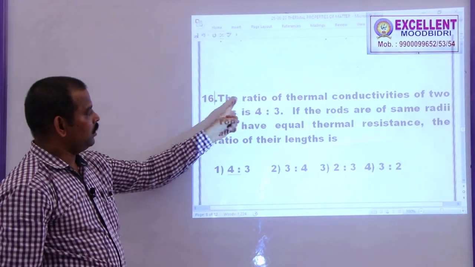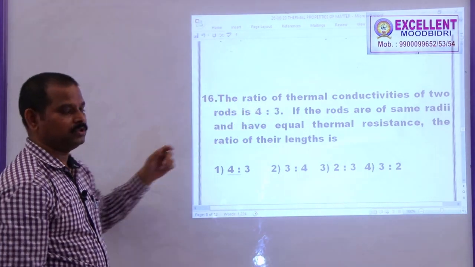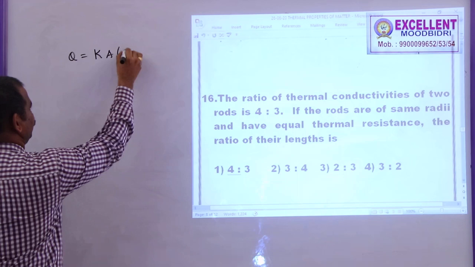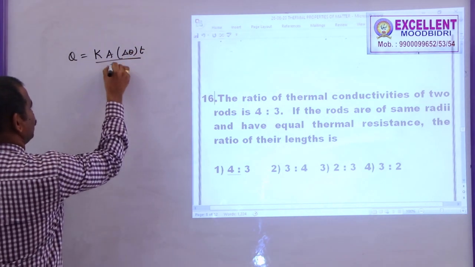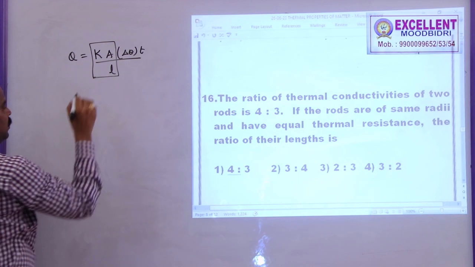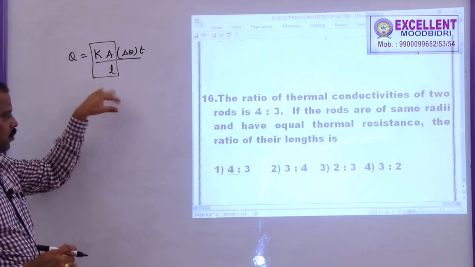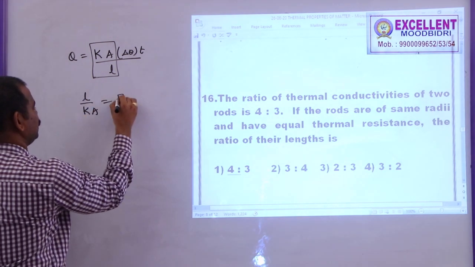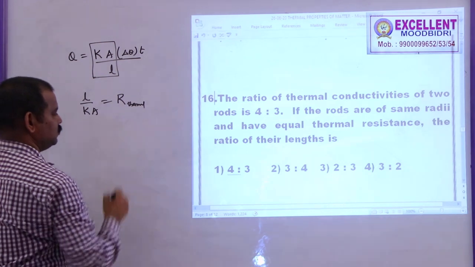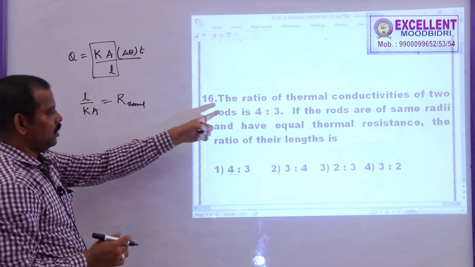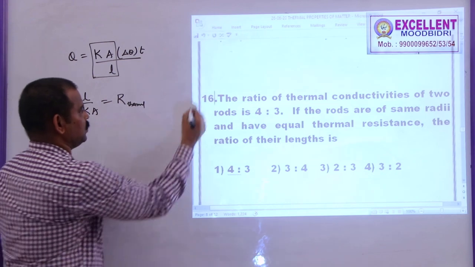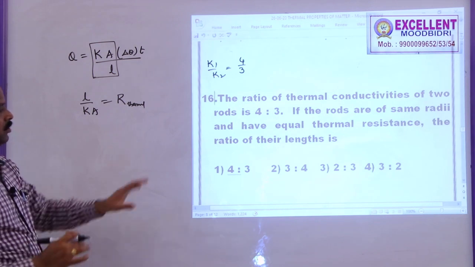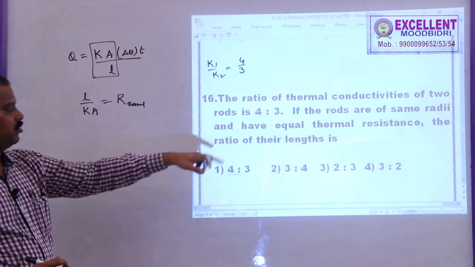16. The ratio of thermal conductances of 2 rods is 4:3. We know from Newton's law of conductivity, this is called thermal conductance. The reciprocal of this one is called thermal resistance. So L by KA is called thermal resistance, similar to electrical resistance. Here thermal conductance of 2 rods are 4:3, that is K1 by K2 is equal to 4 by 3. Here thermal resistances are the same, then what is the ratio of their lengths?